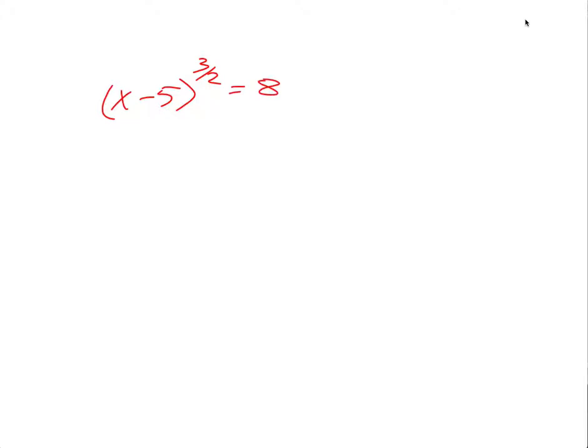Alright, so x minus 5 to the 3 halves equals 8. So what do you think? Would you multiply both sides by the reciprocal? You're thinking about it right, you're just not saying it right. You cube it and you take the square.